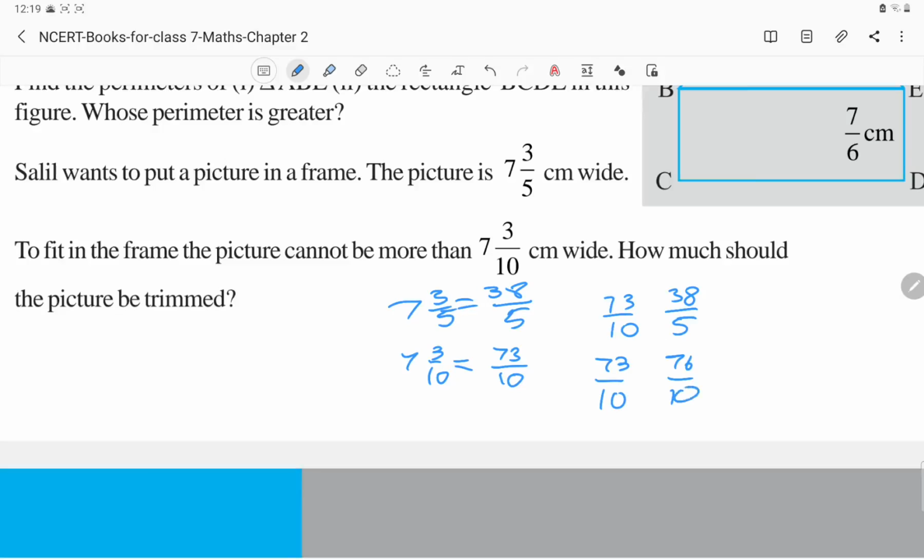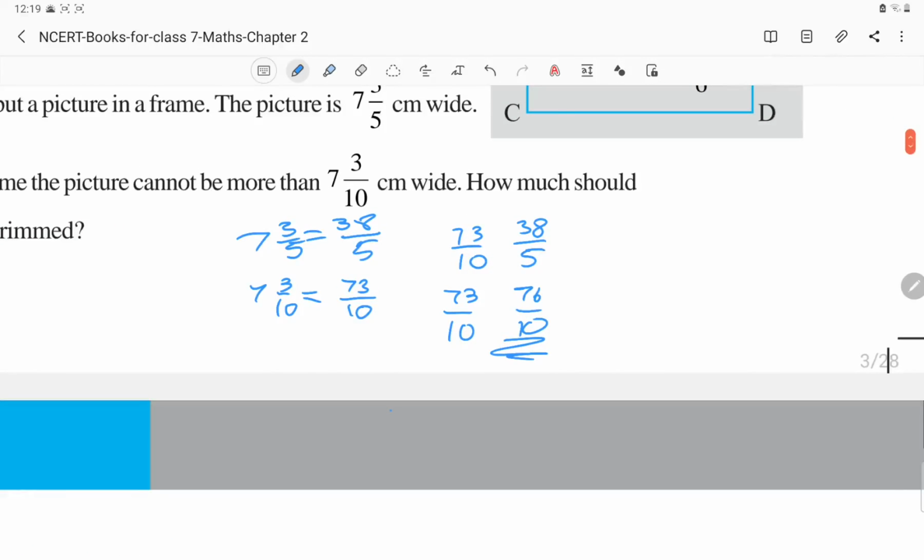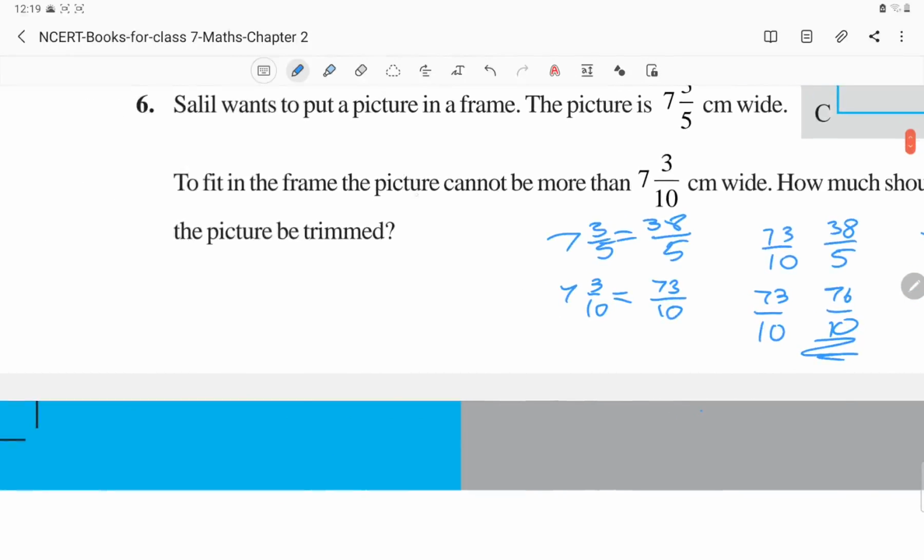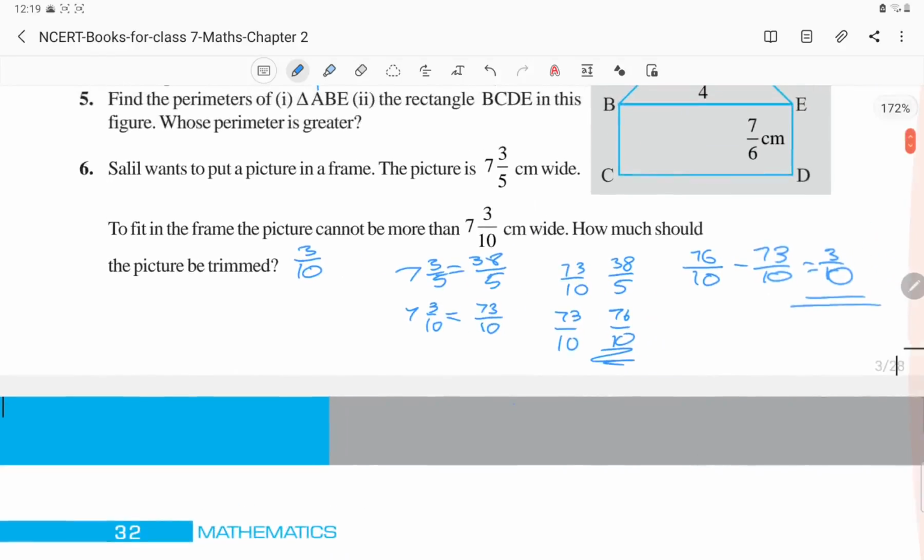by 10. So whichever one's bigger, which is this one, I got confused there because I didn't realize which one was. But now we can figure, if you are confused like that, always figure it out. Don't put the sign in yet and then rewrite it if you're wrong, okay? 76 by 10 minus 73 by 10, which equals 3 by 10. 3 by 10 of the picture should be trimmed. That is the answer to our question.